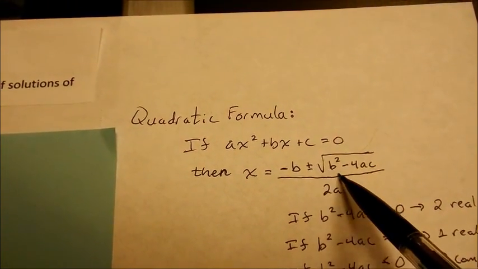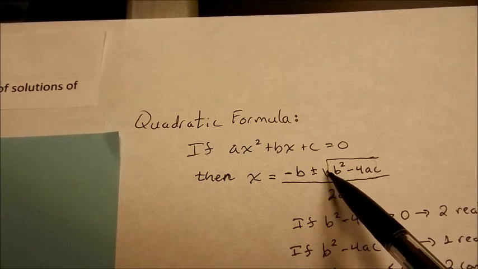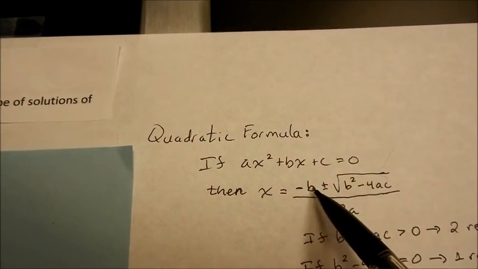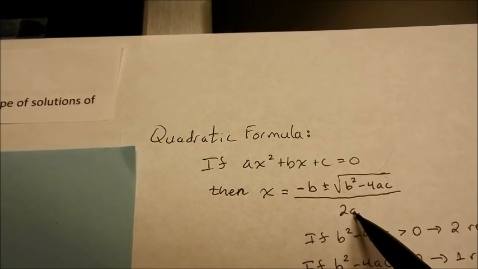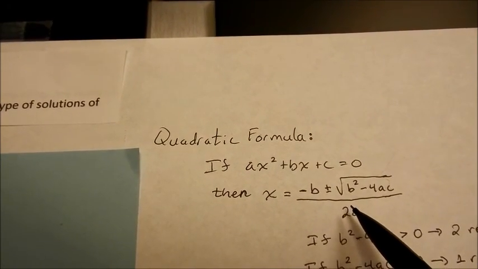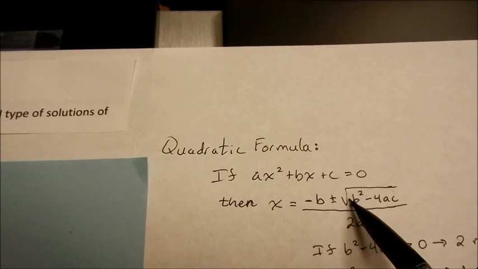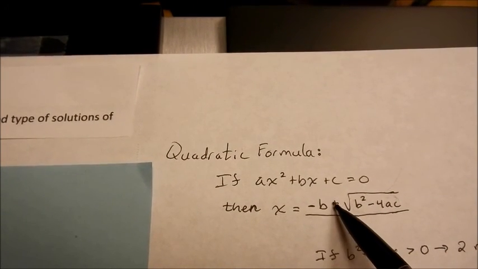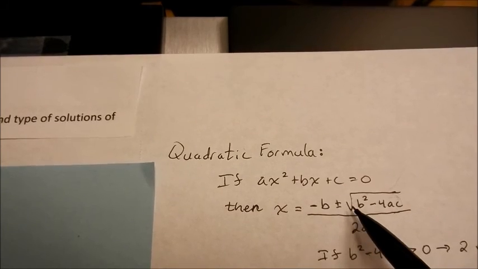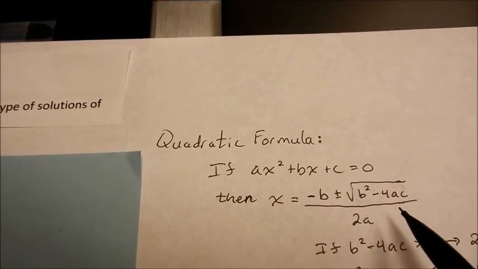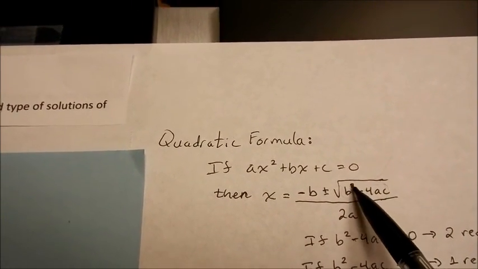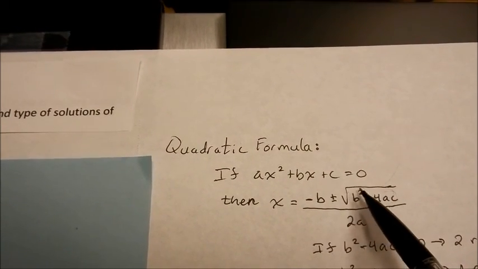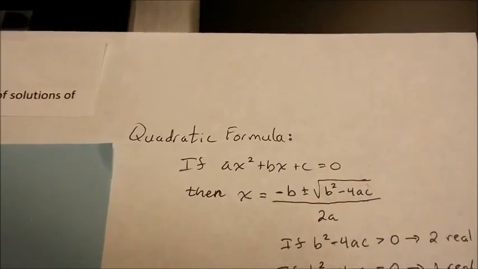Recall that if this value under here is 0, that would mean the square root of 0 is 0, and that would go away, and you'd have that single value divided by that single value, and you'd have one real solution. If that was a positive value, you'd have the square root of a positive number, and you'd have that plus and minus calculation to do, and you'd have two real solutions. And if this value inside here was negative, you'd have the square root of a negative number, and you'd have two complex solutions.